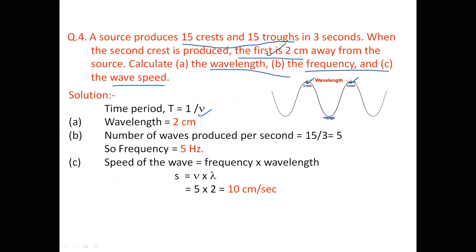And we know that the distance between the two crests or two troughs is called wavelength.